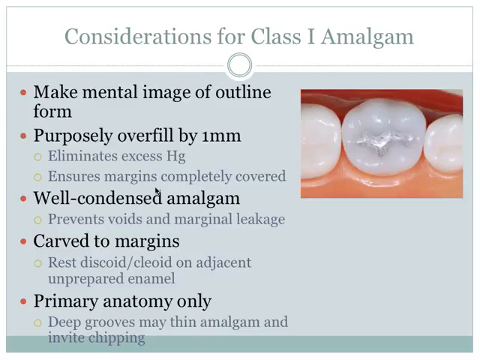You want to condense the amalgam really, really well. This prevents voids and marginal leakage. You want to carve to the margins of your outline form. And you can use a discoid cleoid instrument, rest on adjacent unprepared enamel, and then you can slowly scrape away the material until it matches where the tooth is.